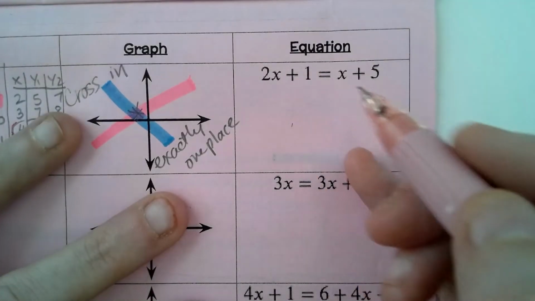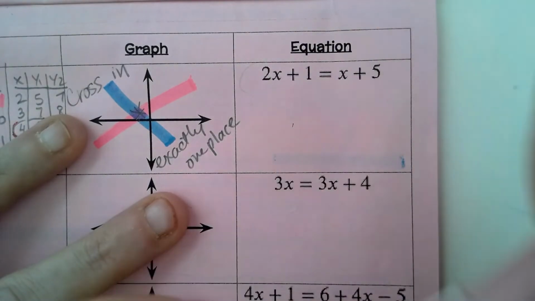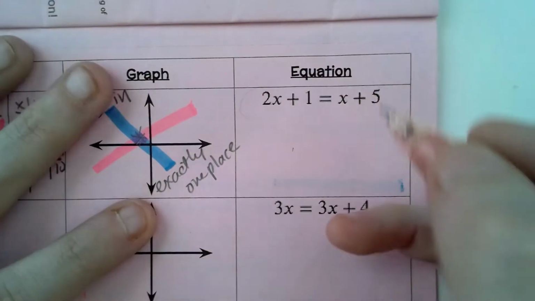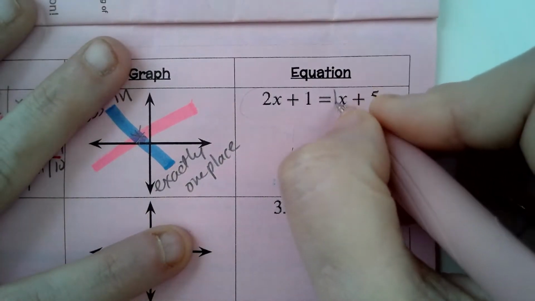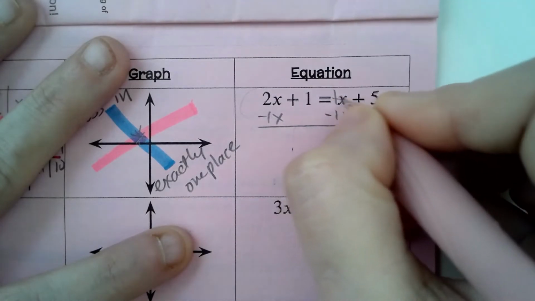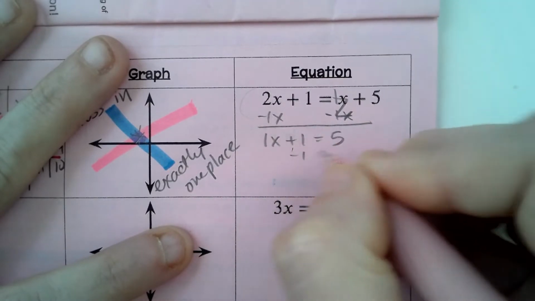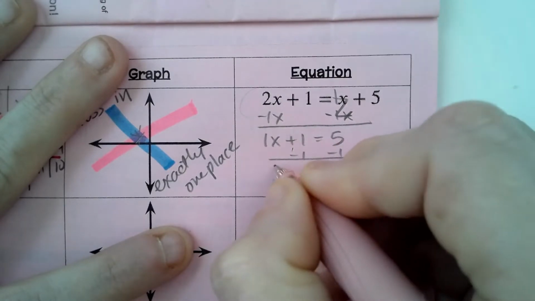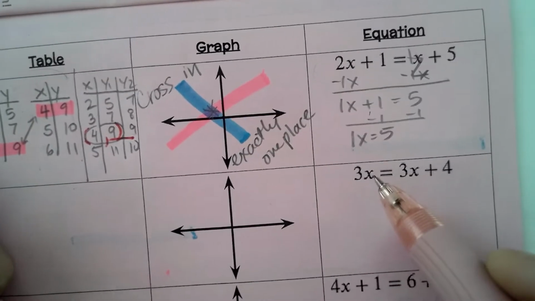Okay, now for an equation, this is what we've seen up until now. So I want to show you what it looks like when you get an equation that has one solution. So I'm going to solve this. I'm going to subtract 1x from both sides. I get 1x plus 1 equals 5. I subtract 1 from both sides, and I get 1x equals 5. So x equals 5. And that's how I can, wait, I'm sorry.